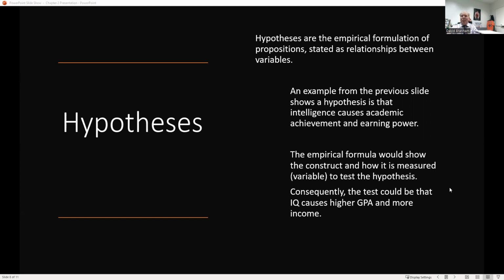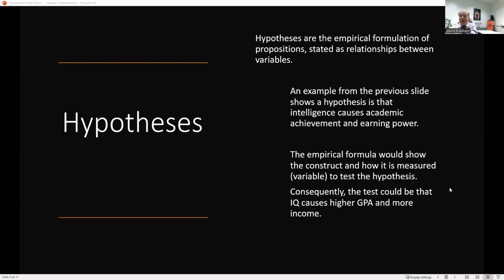The empirical formula would show the construct and how it is measured to test a hypothesis. So the construct would be intelligence. How are we going to measure intelligence? The variable would be the IQ test. For effort, that would be the construct, effort. How do we measure that? Perhaps it would be hours studying or some combination of variables. That could be multidimensional. Hours studying, concentration levels, so forth. Those things can measure effort. And so we would measure those with numerical values, and those numerical values will be compared to the other numerical values for the dependent variables.